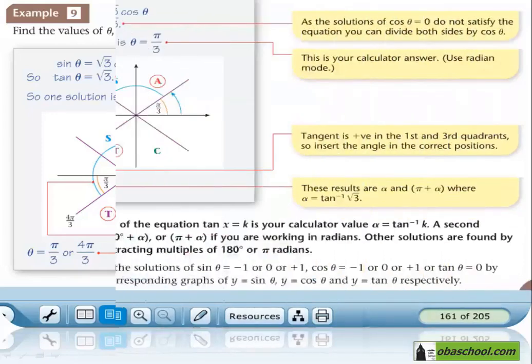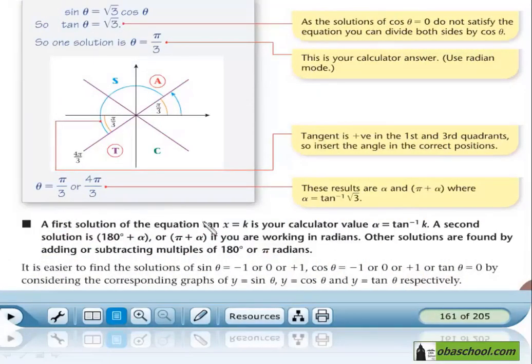As a summary, a first solution of the equation tan x equals k is your calculator value alpha equals tan minus 1 of k. A second solution is 180 degrees plus alpha, or pi plus alpha if you are working in radians. Other solutions are found by adding or subtracting multiples of 180 degrees or pi radians.